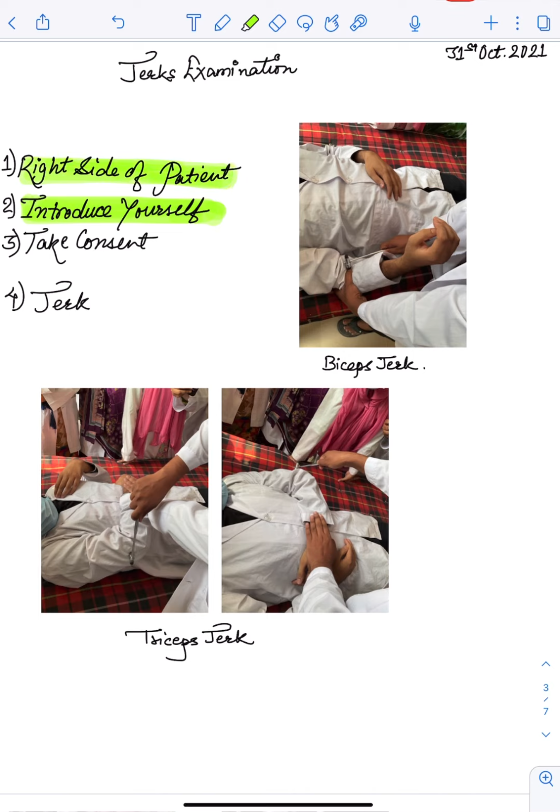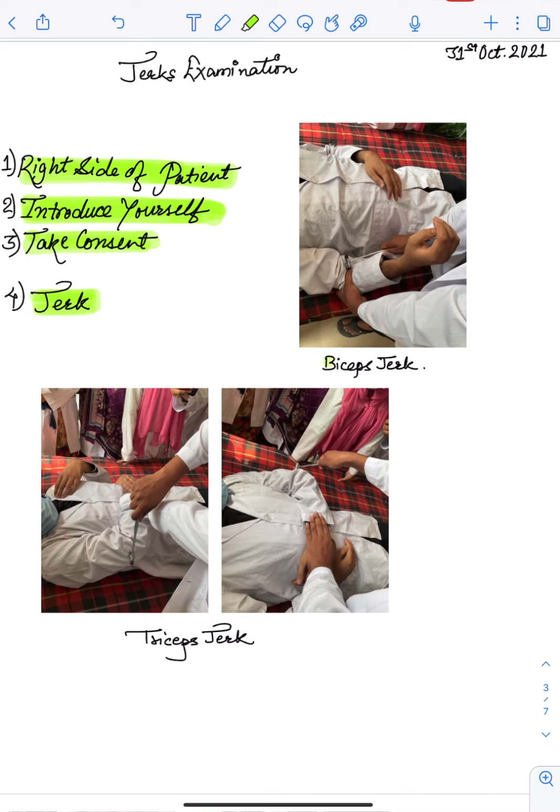If there's any problem, then you can just tell me. If you have any questions, you can ask me, and you should take consent. May I proceed? Then if the patient gives you permission, you can go for your examination. Then you can do the examination that we are going to do, that is the jerks.